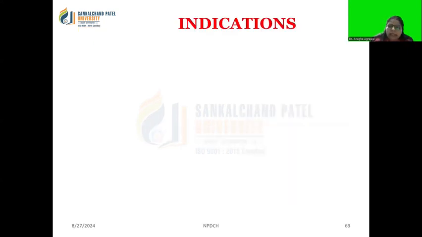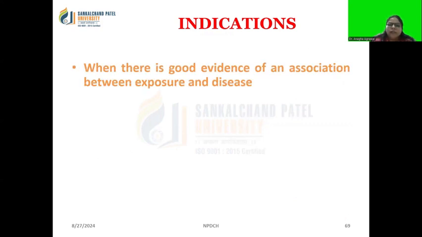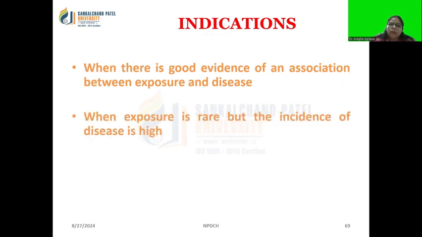So what are the indications? Where can we do this cohort study? When there is good evidence of an association between exposure and disease, which has already been laid down by some case control study or a cross-sectional study. Also when exposure is rare, but the incidence of disease is high. So exposure is rare, but on a lesser amount of exposure, there is a high amount of disease in that particular community.